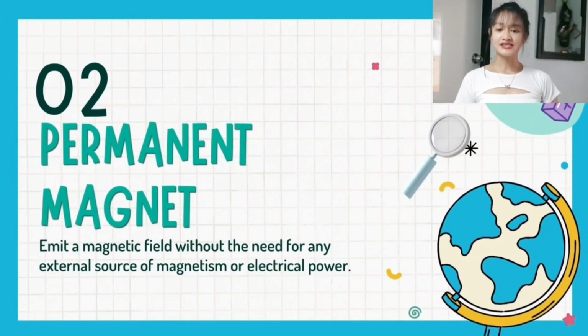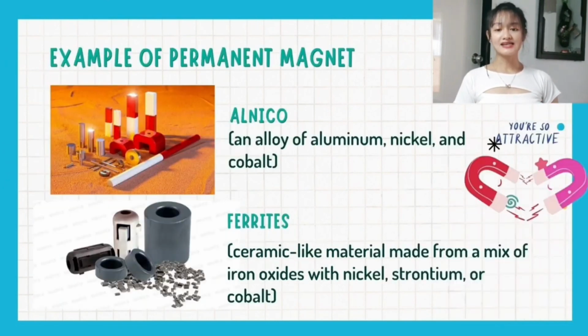Permanent magnets emit a magnetic field without the need for any external source of magnetism or electrical power. Permanent magnet examples include alnico, an alloy of aluminum, nickel, and cobalt, and ferrites, a ceramic-like material made from a mix of iron oxides with nickel, strontium, or cobalt.